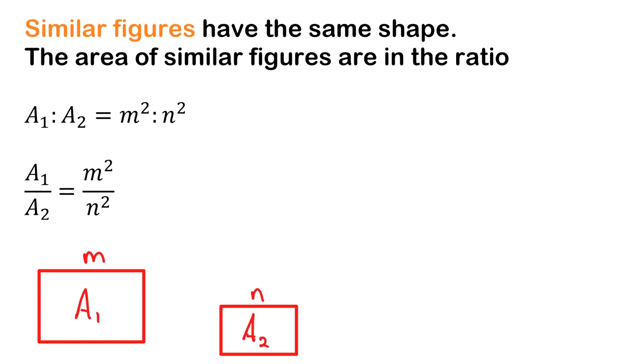Area 1 corresponds to the bigger rectangle, and so does the side M. In the smaller rectangle, we have A2 and the side N. So the ratio between A1 and A2 is the same as the ratio between M squared and N squared. And there are two variations there that we can use.